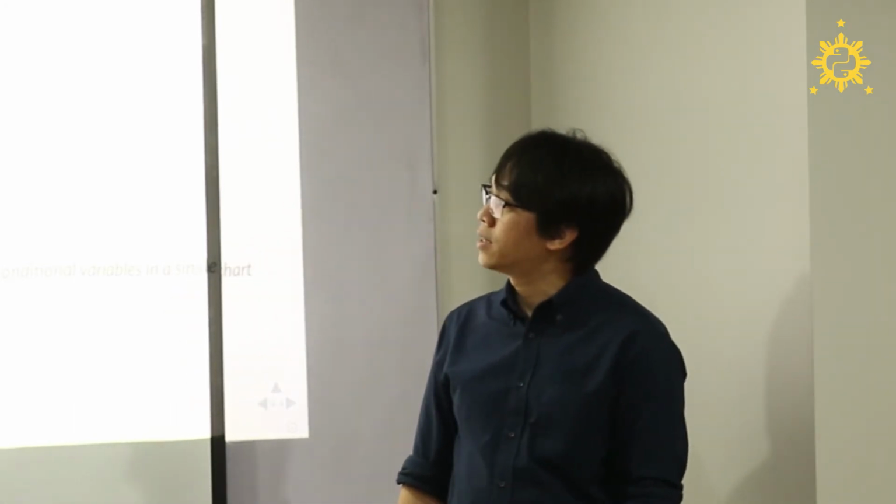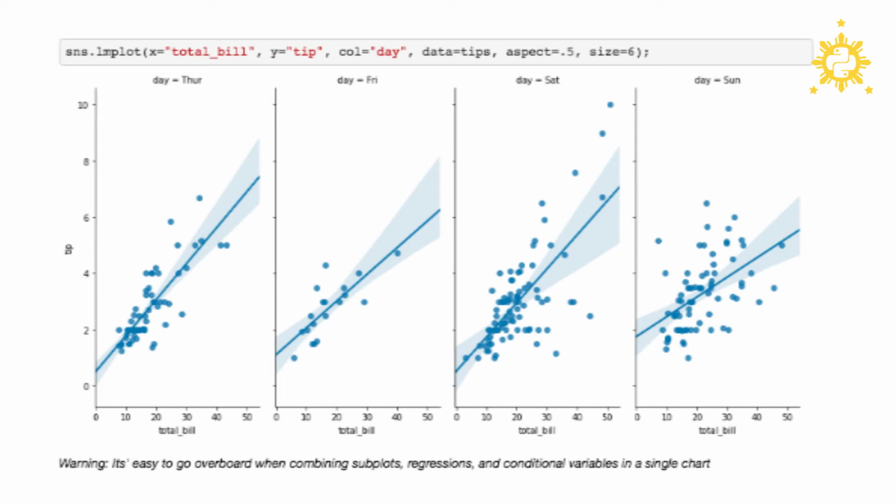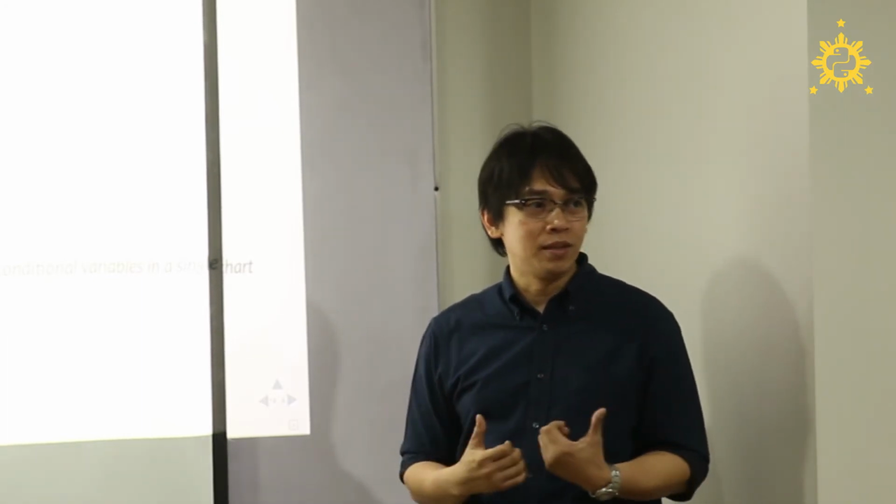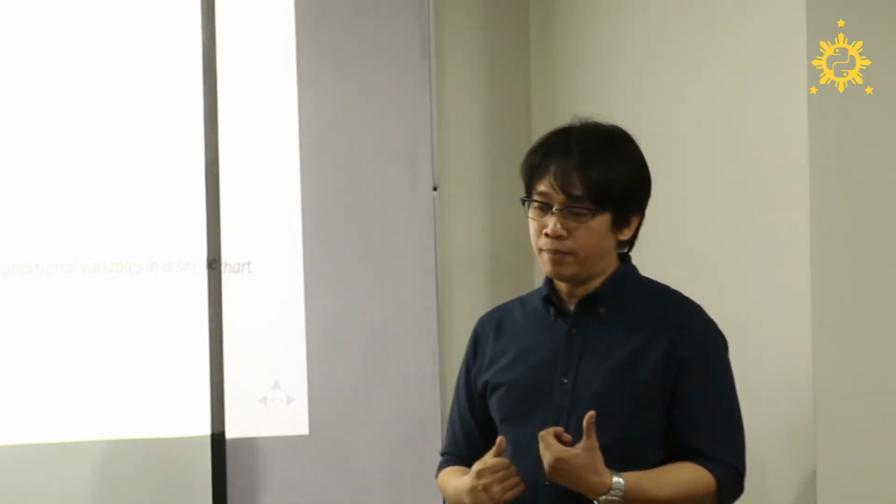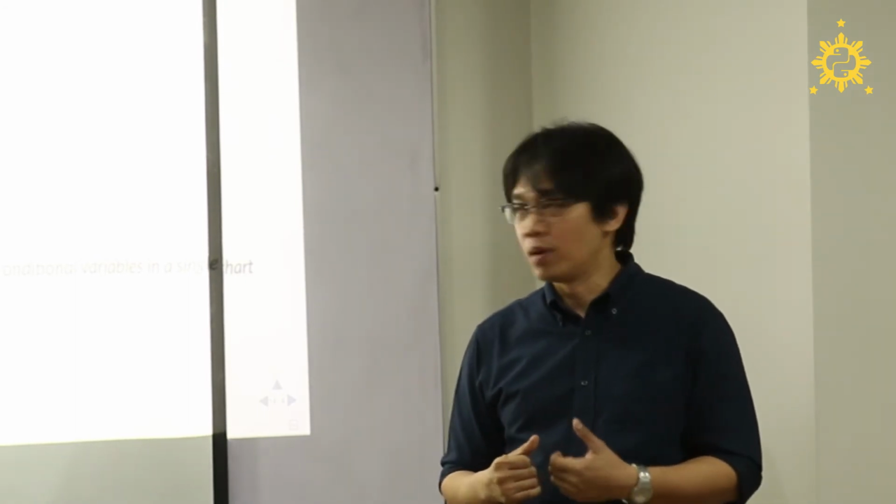Here you can facet it even further based on the day of the week. I just want to emphasize, I would probably never do this because it's confusing and difficult to look at more than probably two plots at the same time. It's very easy to go overboard when combining subplots, regressions, and conditional variables for your linear models, and trying to fit them all within one plot. It's very tempting to do that because it's so easy with Seaborn and with Matplotlib. But please don't do that, because your plots just look terrible after.